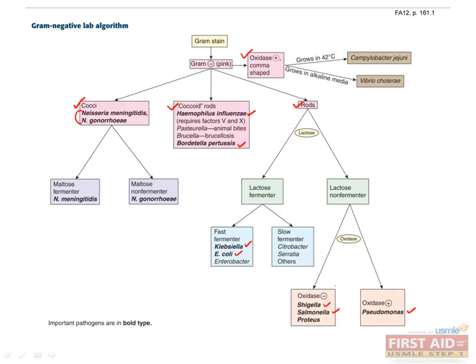MacConkey's agar will distinguish Klebsiella and E. coli from Shigella, Salmonella, and Pseudomonas. Then, to figure out whether you are dealing with Pseudomonas, you can check if the organism is oxidase positive. Finally, there are only two comma-shaped organisms to know: Vibrio cholera and Campylobacter. Remember the buzzword comma-shaped, as it is often used on the boards and immediately tells you that you're dealing with cholera and Campylobacter.